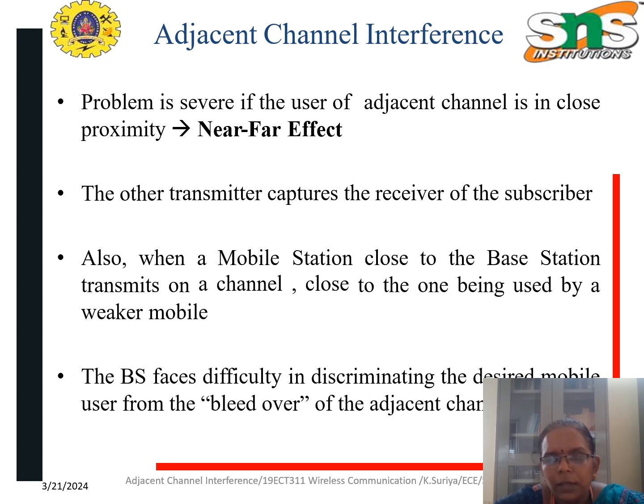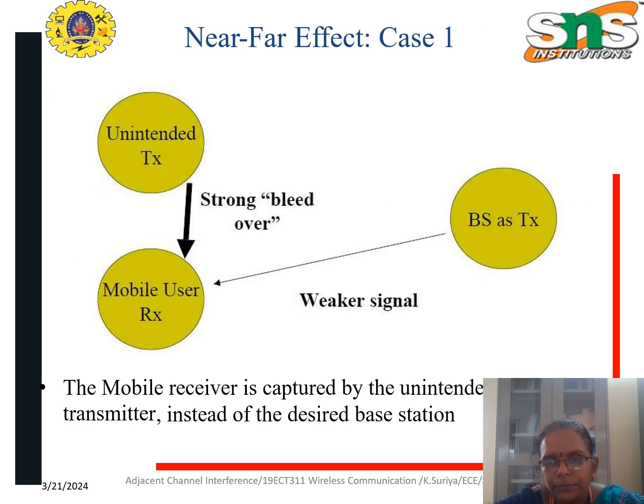The problem is severe if the user of an adjacent channel is in close proximity, which is known as the near-far effect. The other transmitter captures the receiver of the subscriber. Also, when a mobile station close to the base station transmits on a channel close to one being used by a weaker mobile. So this is case one. Here the mobile receiver is captured by an unintended transmitter instead of the desired base station.